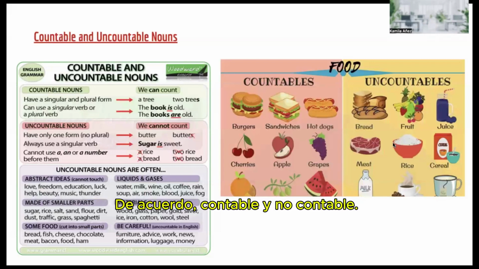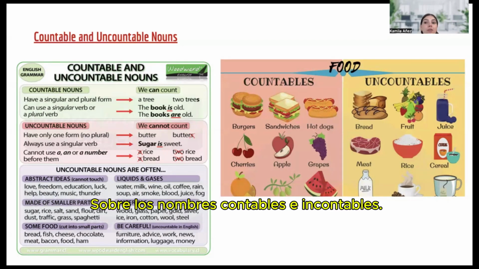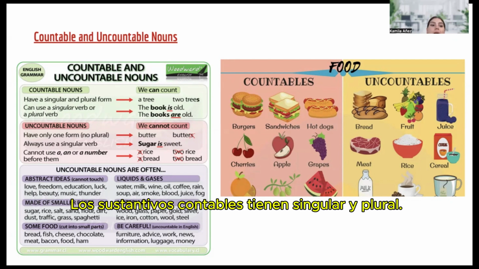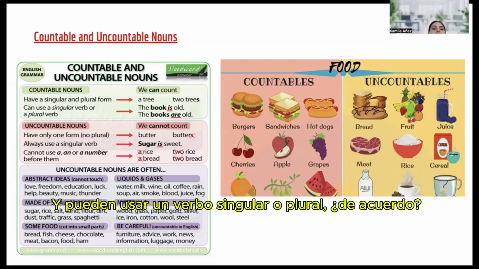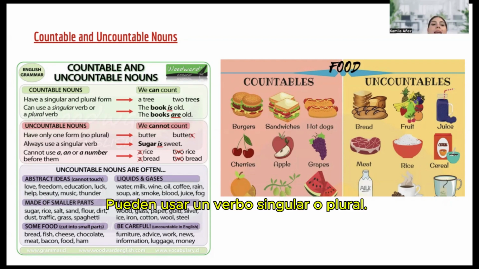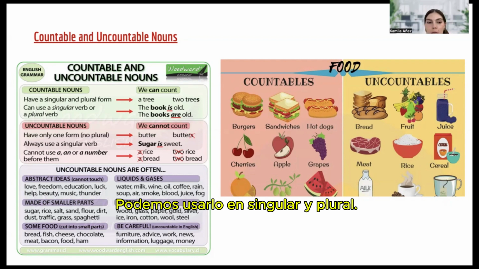All right. Countable and uncountable nouns. This is the part where I told you we are going to review countable and uncountable nouns. Okay. The countable nouns have a singular and plural form and can use a singular verb or plural verb. A tree or two trees. The book is old. The books are old. See, we can use it as a singular and as a plural.